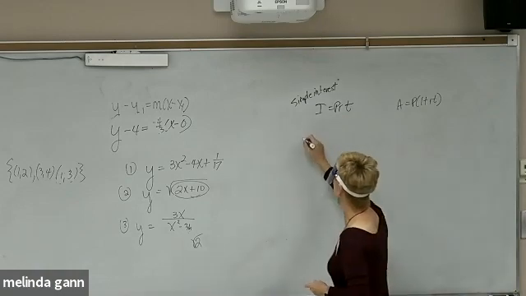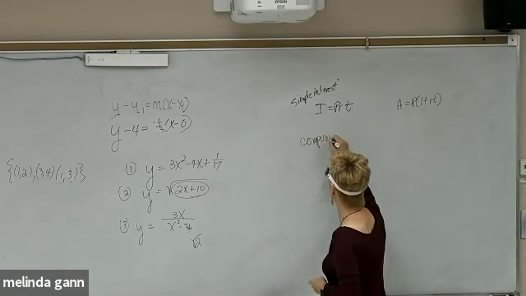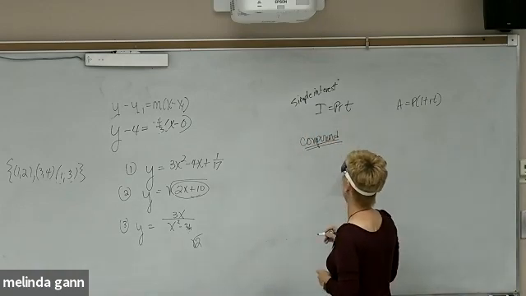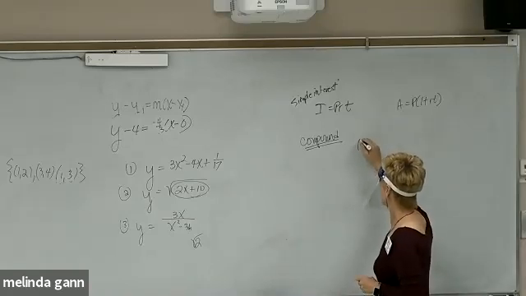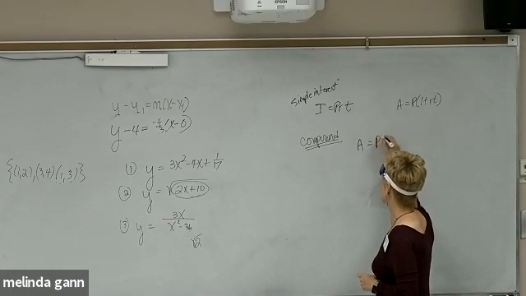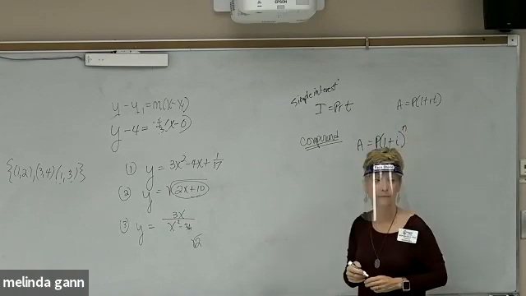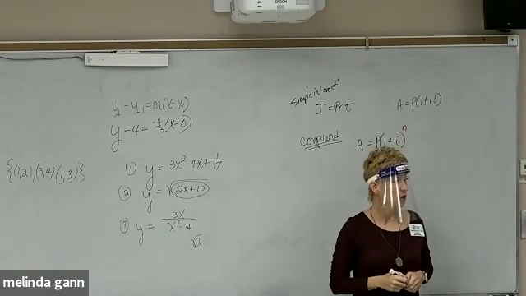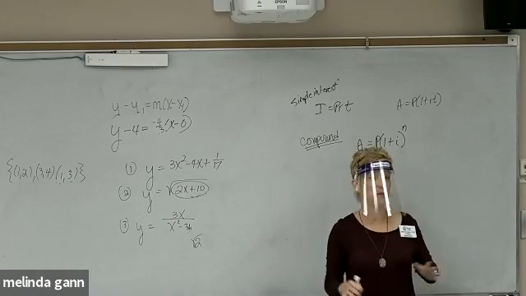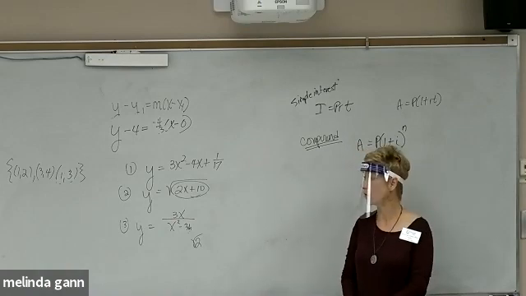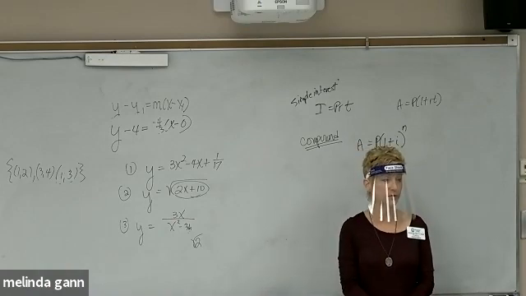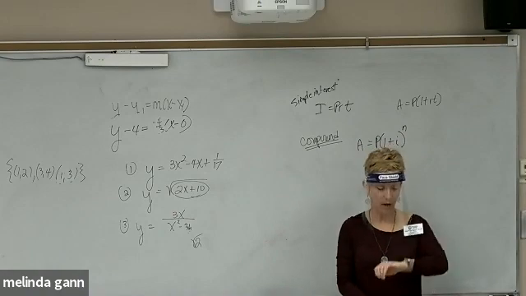Okay? Then you had another formula for compound interest, right? What's that formula? A equals what? P times 1 plus i to the n. So if it's compounded monthly, everything's got to be in terms of months. If it's compounded quarterly, everything's got to be in terms of quarters. Okay?